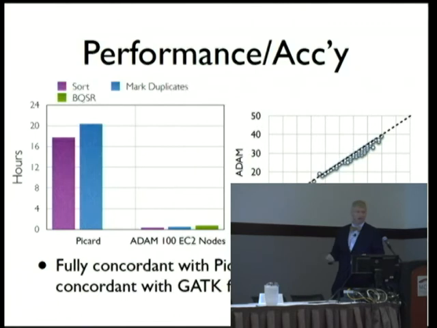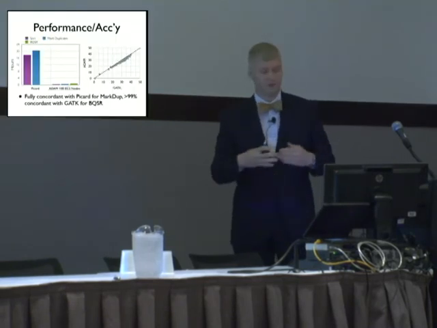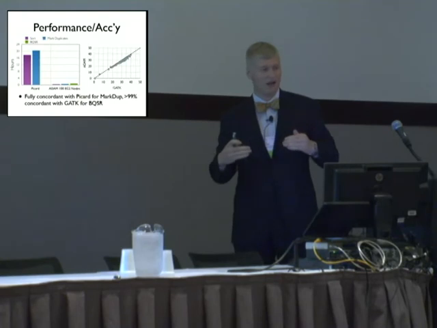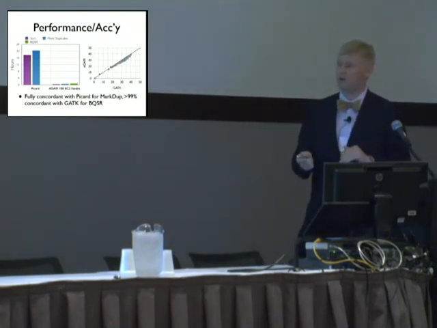Additionally, we've been really working on concordance with existing tool flows. For the GATK BQSR algorithm right now, we have about 99% concordance, and we've traced down the 1% of discordant calibrations to an error in the GATK. Similarly, we're fully concordant with Picard for marking duplicate reads, and we have the additional ability to mark chimeric read pair alignments, which is not supported in Picard.